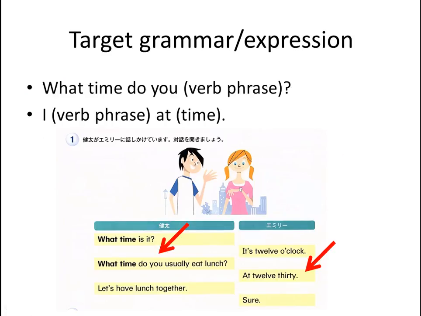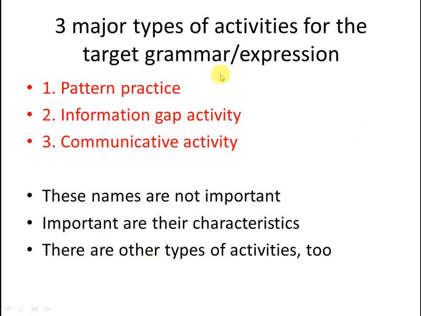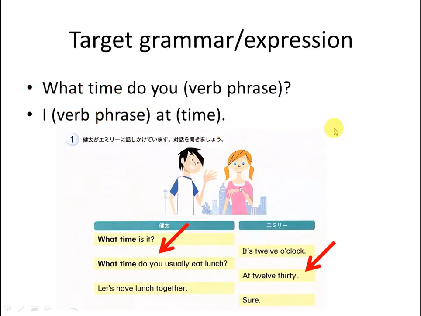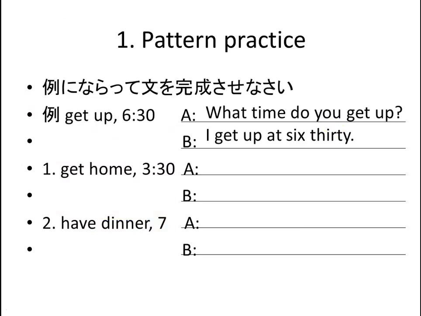And here I take this as an example of a target expression. So our example today is what time do you do something, and I do something at a specific time. So for example, what time do you usually eat lunch? And I eat lunch at 12:30. So I take these as today's example to explain these three activities. So the first one is pattern practice.